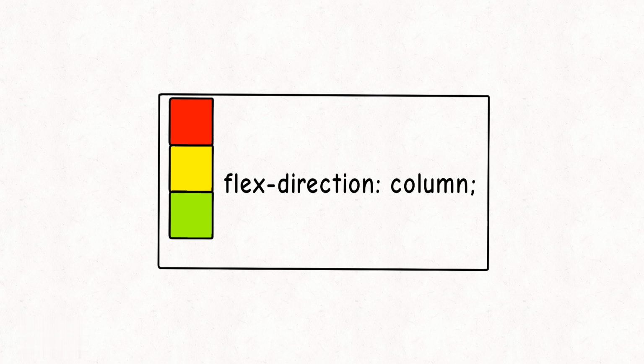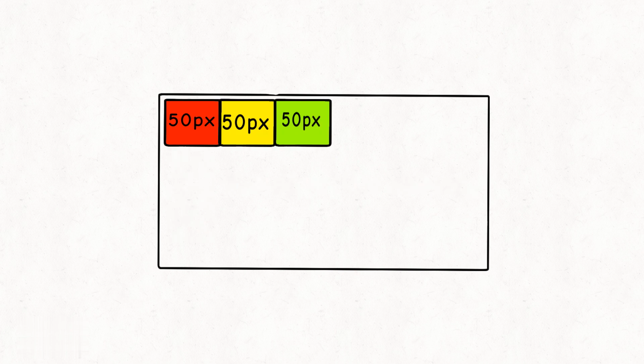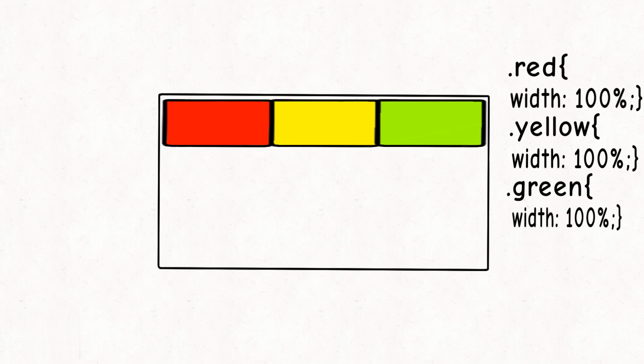The amount of space an item takes up is known as the main size. Each item has a fixed width of 50 pixels. If you change the width of the items to 100%, the items will take up the space evenly. All the items now take equal amount of space.